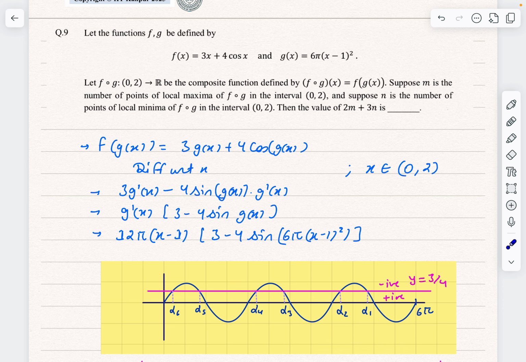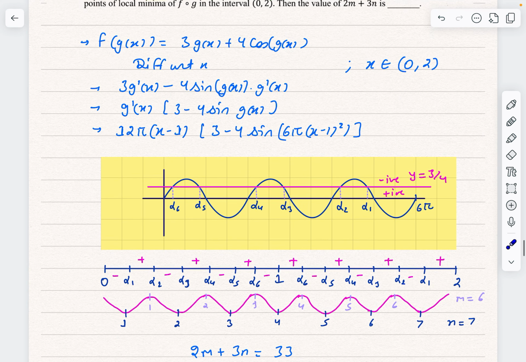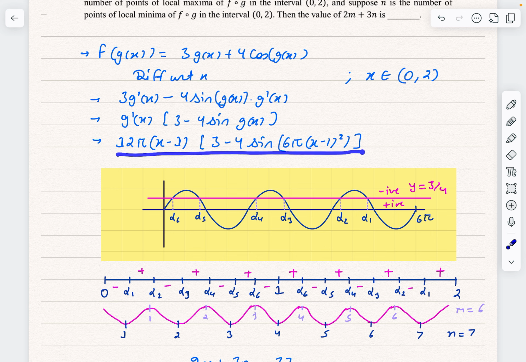Now, how do we find maxima and minima? We can just directly use the wavy curve method on this. See how? (x minus 1) will change sign with respect to 1. If you put a number more than 1, it will be positive, less than 1, it will be negative. x is from 0 to 2. So 0 to 1 will be negative, 1 to 2 will be positive.